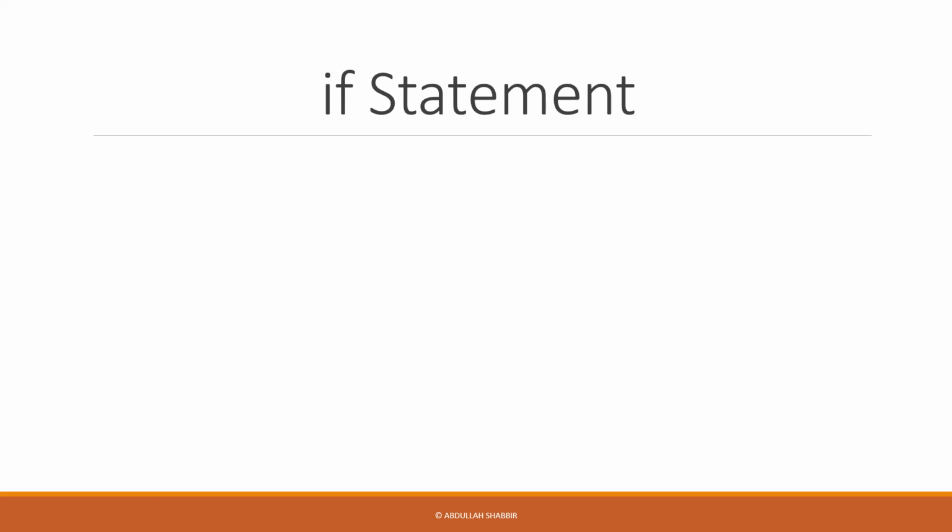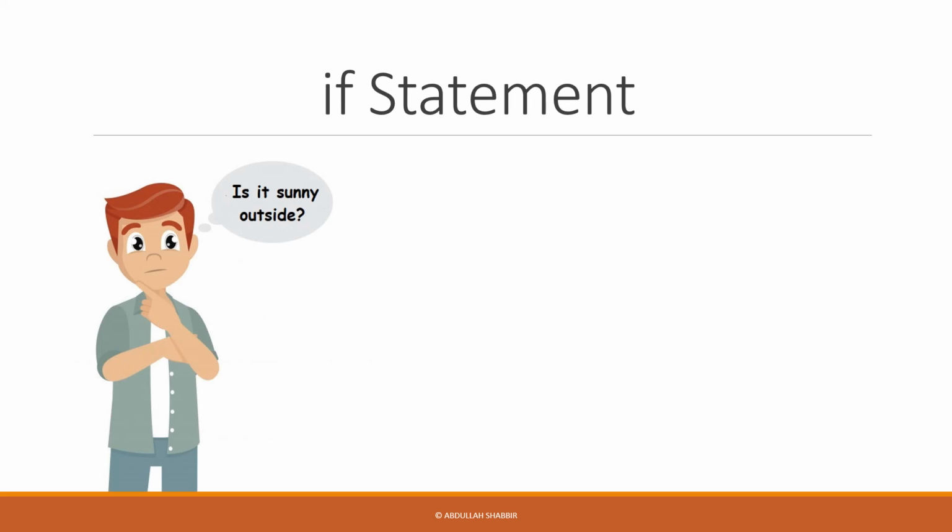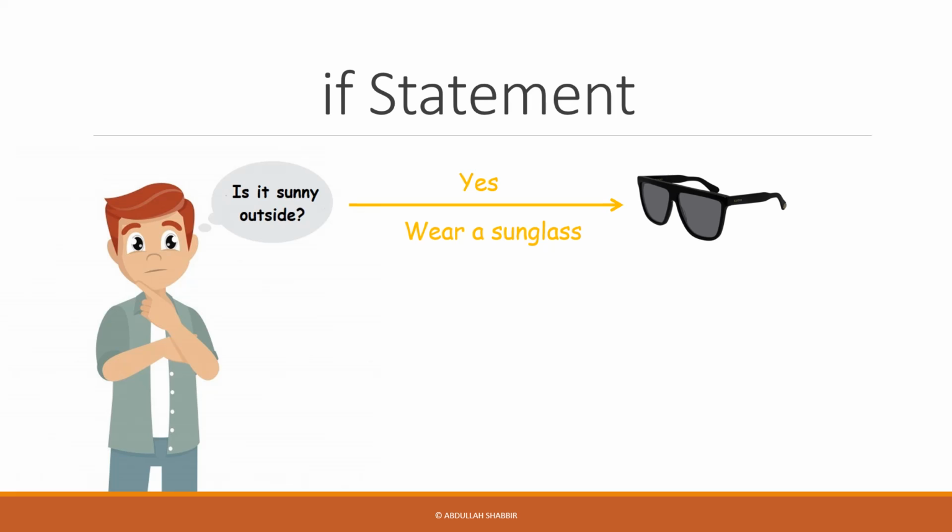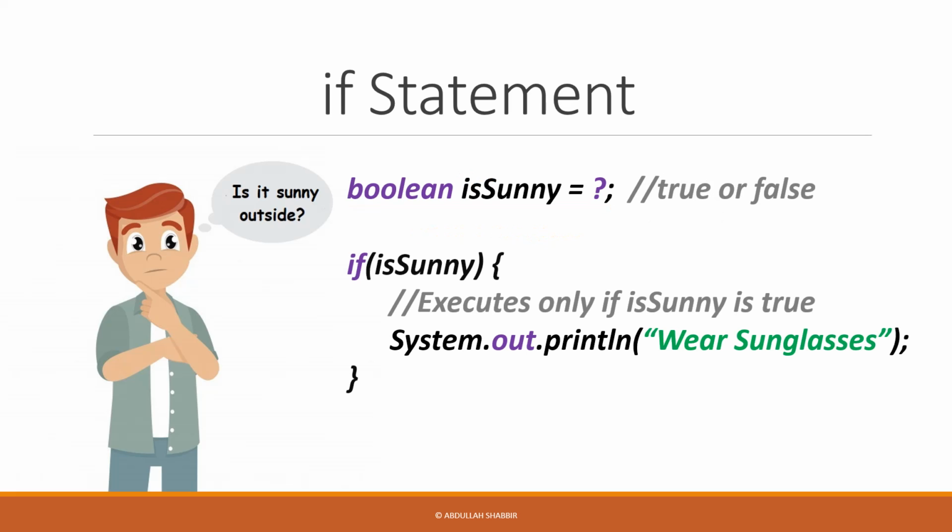Let's translate our decision about whether to wear sunglasses or not into Java code. To make a decision about wearing sunglasses, we just need to know if it's sunny outside or not. And if it is, we'll wear sunglasses. The Java code for making a decision about wearing sunglasses is an if statement that looks like this. Let's look at our decision making code first.